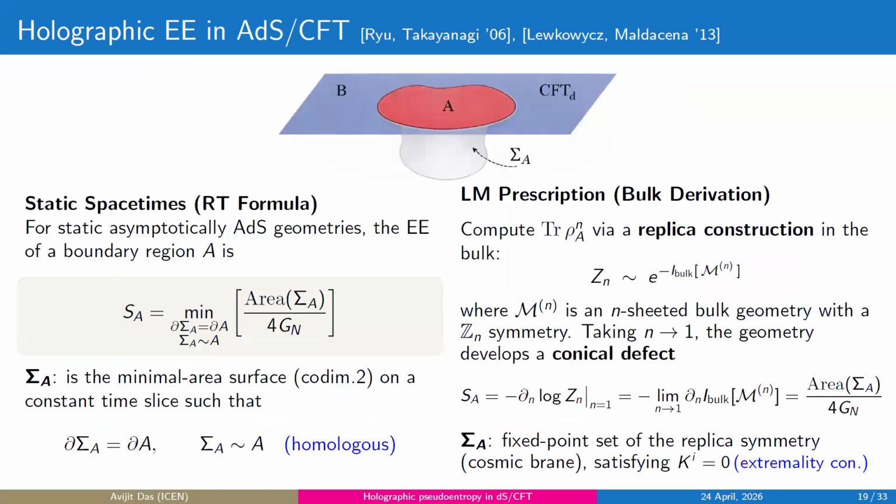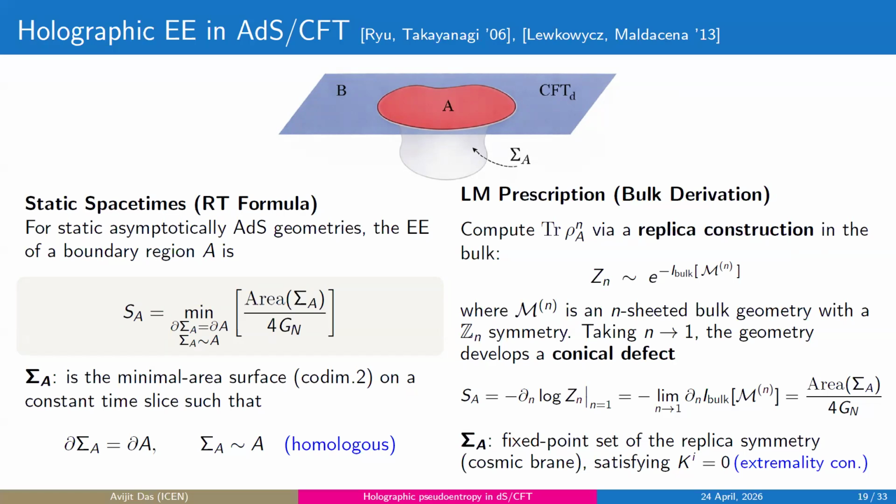And using this, one can calculate the holographic entanglement entropy. That is the Ryu-Takayanagi conjecture, that the entanglement entropy for a subregion A in the CFT is nothing but the area of a codimension-2 extremal surface in the bulk. The thing is that this codimension-2 surface Sigma A has to be homologous to the boundary region A, and it has to be a minimal hypersurface. So it is codimension-2, so two-dimensional, and minimal.